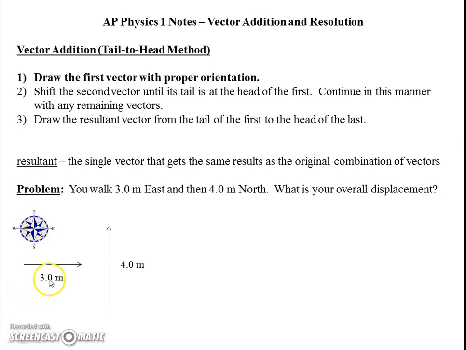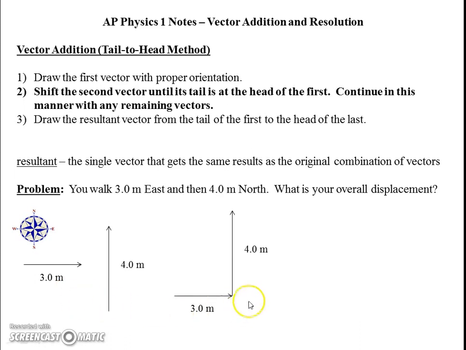So the first vector here is the 3 meters east, and east is to the right of the page, so I've drawn it 3 meters east. I've drawn the second vector here as well, just so you can see if we draw it this way, it's not really useful. So we go on to the second step, where now we draw that first vector again, but now we shift the second vector so its tail, this end, is touching the head of the first vector. So this is our tail-to-head connection. So it's like a person walked here 3 meters east, turned, and then walked 4 meters north. And so the tail of the second vector is touching the head of the first.